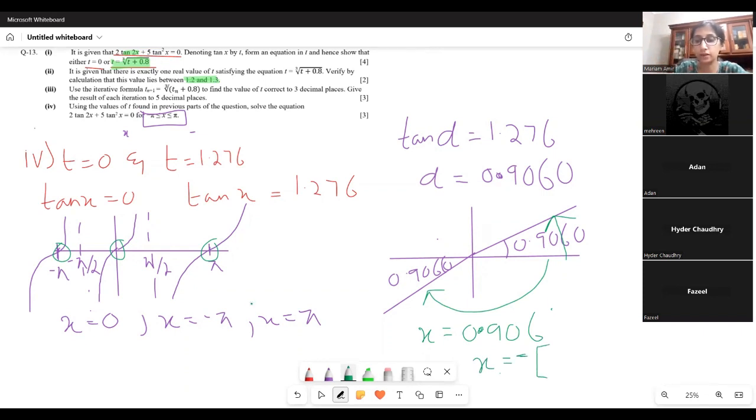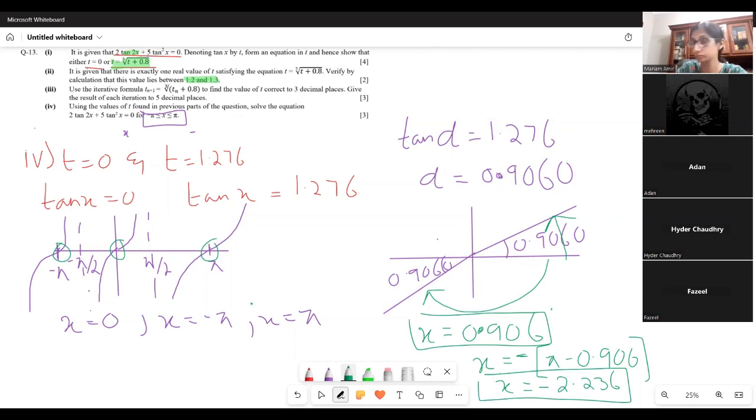And the other value would be with a negative sign because it is in the clockwise direction, and then pi minus 0.906. Basically pi minus the answer, which is 2.2355. So the other answer is minus 2.236. Give the answer to three significant figures. So it's going to be minus 2.24.